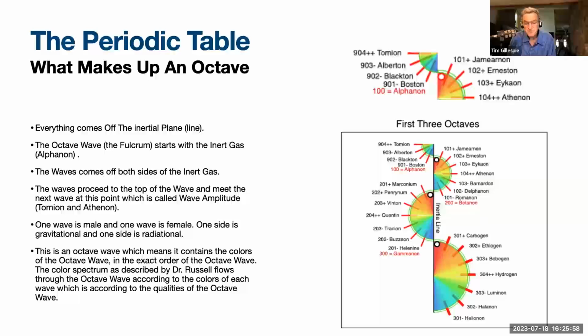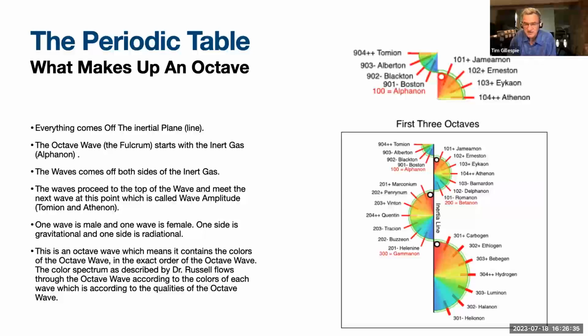So an octave consists of the fulcrum, which in this case is the inert gas, and then two levers. And we have a trough and a crest. You can see in the first diagram there is an inert gas that anchors this octave. That would be Alphanon, and that's where we're going to start this study today. It goes in two directions.